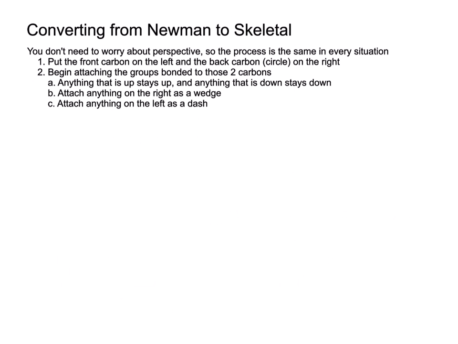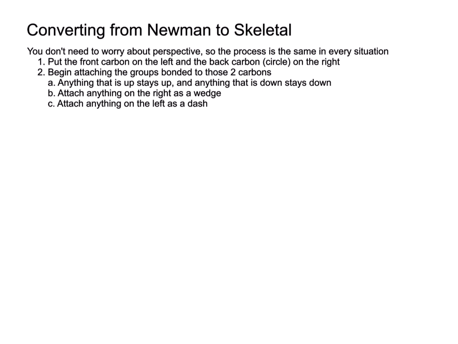Now let's talk about how to convert from a Newman projection to a skeletal structure. We don't need to worry about perspective this time, because we can draw it however we want to. So the process is going to be the same in every situation. To make it simple, we're simply going to put the front carbon on the left and the back carbon, or the circle, on the right.